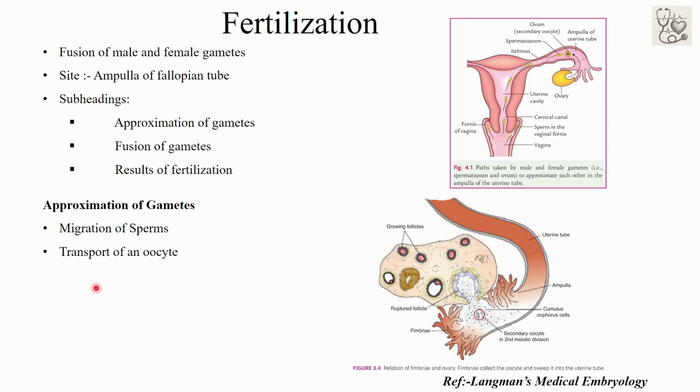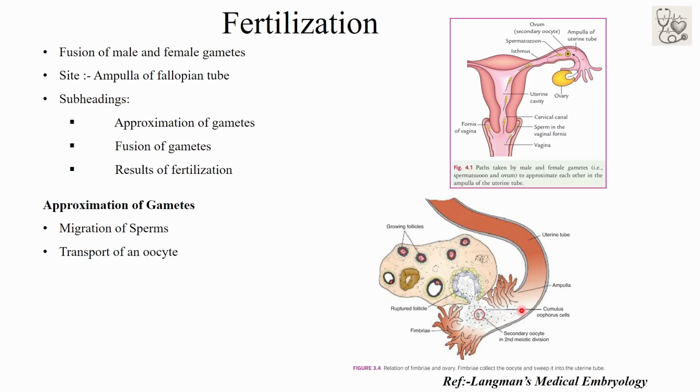Now, talking about the transport of an oocyte. Just before fertilization, the fimbriated end of the fallopian tube becomes closely applied to the surface of the ovary, and its finger-like projections start moving back and forth like a sweeping action over the ovarian surface. As the secondary oocyte is discharged, it is released in the peritoneal cavity. Now, from there, it enters the fimbriated end of the fallopian tube.